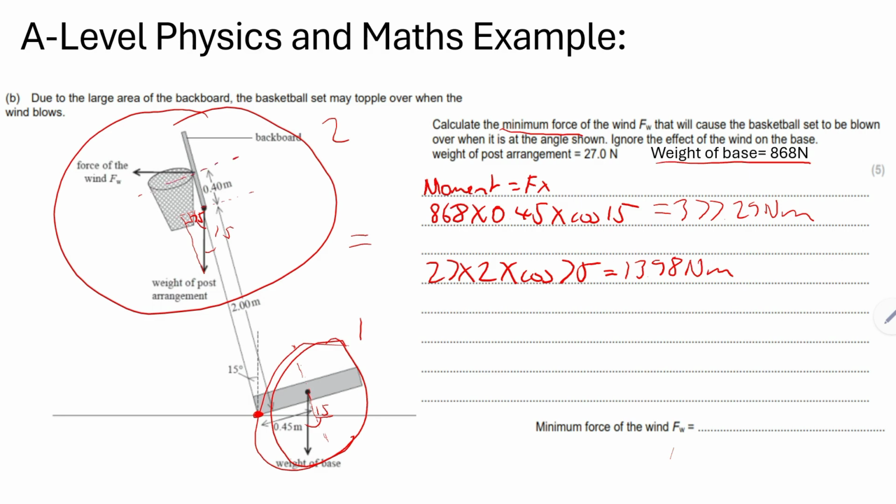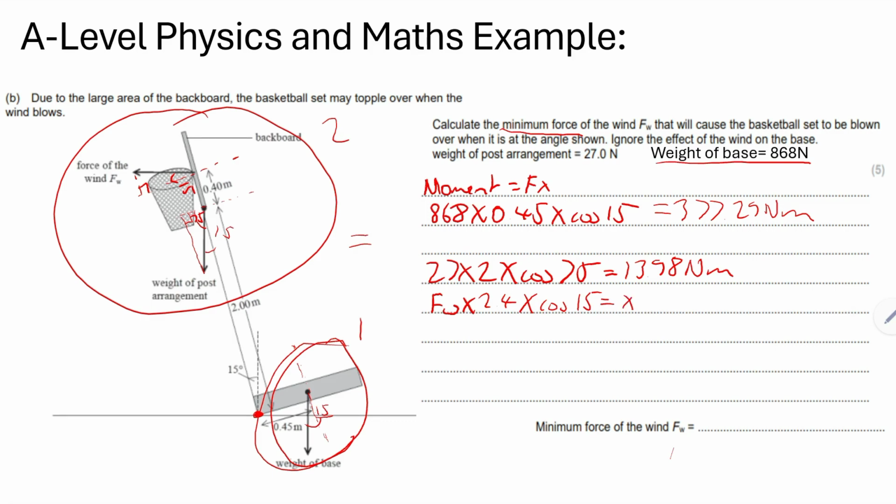And now for the force of the wind, we want to find the perpendicular force on the post arrangement due to the force of the wind. And we can see that this angle will be 15 as well, as that's due to angle rules. And so we can label it. As we don't know the force of the wind, we can just write Fw multiplied by the distance, which is 2 plus 0.4, which is 2.4. And we can do that times cos 15 due to trigonometry. And we can just label it as x.